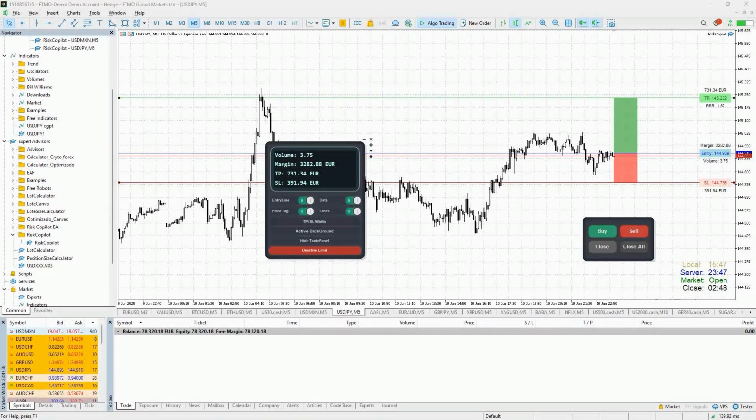Designer, seller, and at this moment, a little explanatory about the RiskCopilot utility, the MetaTrader utility that will change the way you trade. That will improve, I'm sure it will improve the way you interact with the market.